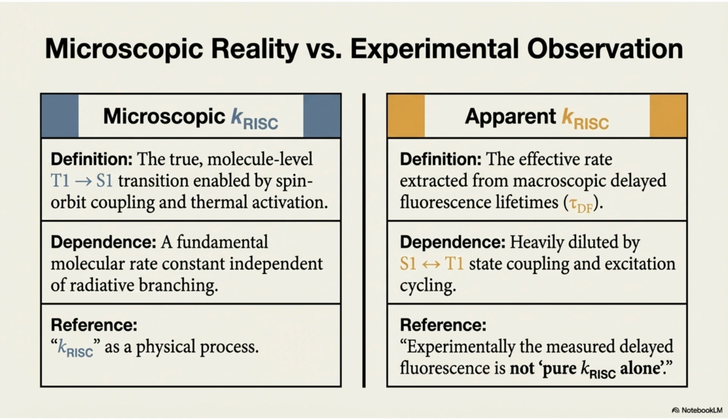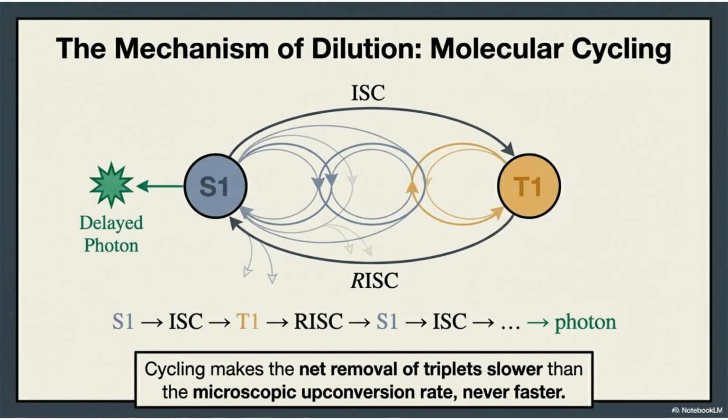The apparent rate is an effective rate extracted from macroscopic delayed fluorescence lifetimes and is diluted by state coupling and excitation cycling. Molecular cycling, from S1 to T1 and back, is the mechanism of dilution. This cycling process makes the net removal of triplets slower than the microscopic upconversion rate.